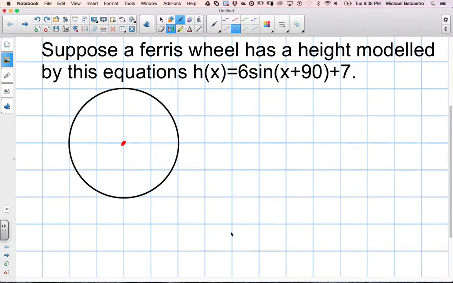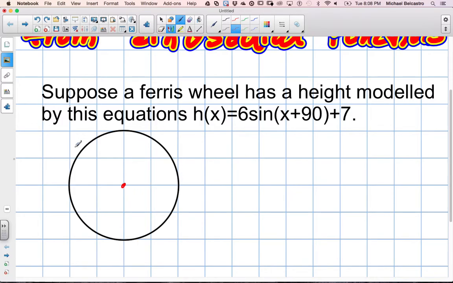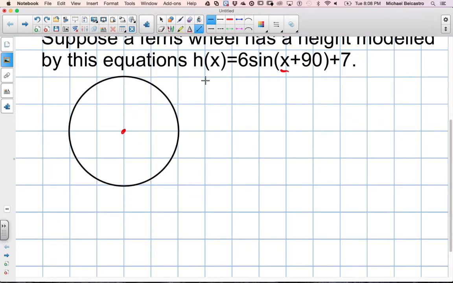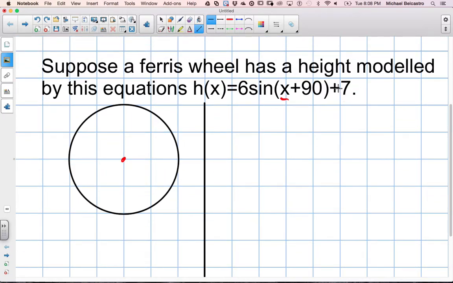So we know this is a sine wave. To go around the Ferris wheel, it takes 360 degrees. We'll say this is a measure of degree. That makes sense because it's a complete circle. So what we need to do is build a graph of a proper scale. They've given us some of the information.